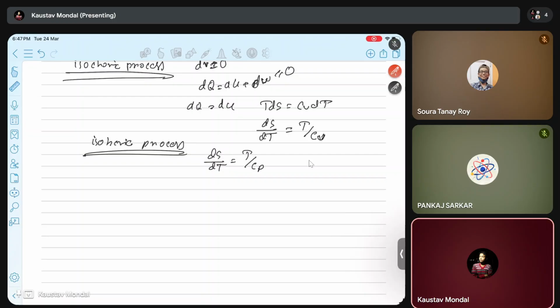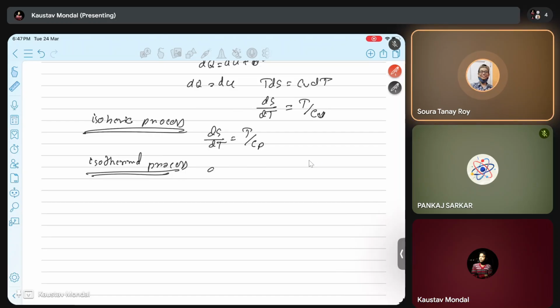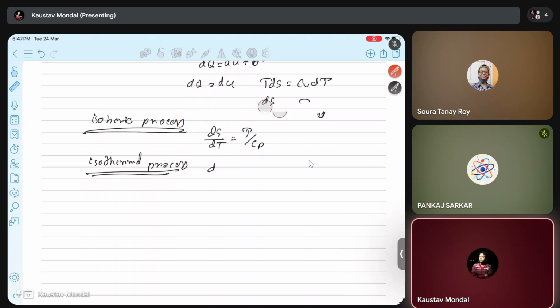For an isothermal process, dS/dT should be Cv by T, right? Yeah, Cv by T. So dS/dT equal to Cp by T.